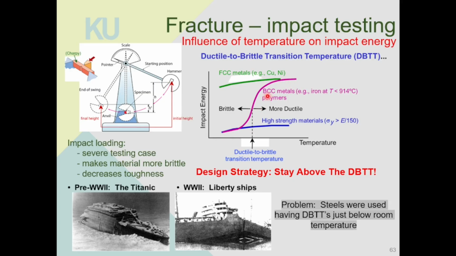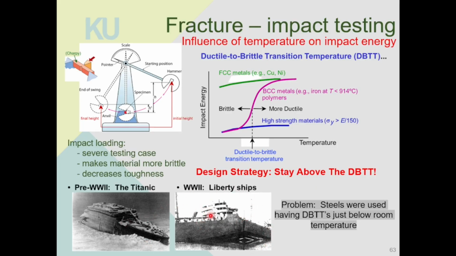So the BCC metals like iron at temperature lower than 914 degrees Celsius, and some polymers, behave like this. This is very problematic because if you design it to be used at a temperature above the DBTT, or the ductile to brittle transition temperature, but it was used at a lower temperature, it will cause cracking, right?